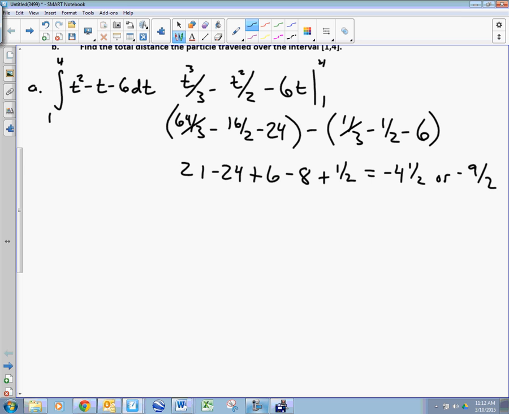Yes, we're going to take the absolute value of the first part. So as we graph this beast, we have t squared.